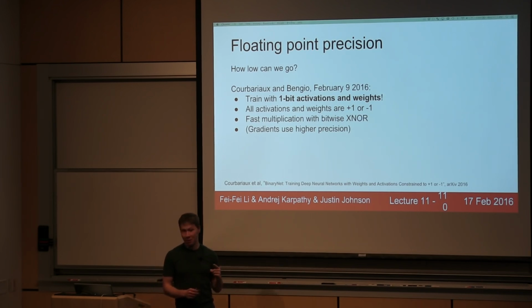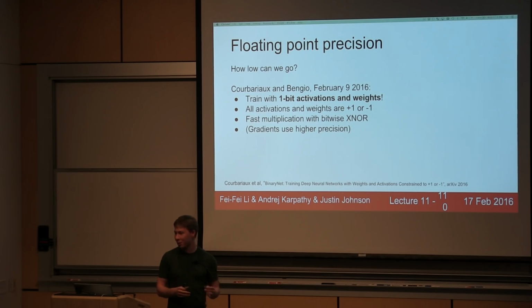So that's pretty fast to compute. Now you don't even really have to do multiplication. You can just do a bitwise XNOR to multiply those. So that's pretty cool. But the trick is that on the forward pass, all of the weights and activations are either 1 or -1, so the forward pass is super, super fast and efficient. But on the backward pass, they actually compute gradients using a higher precision. And then these higher precision gradients are used to make updates to these single bit parameters.